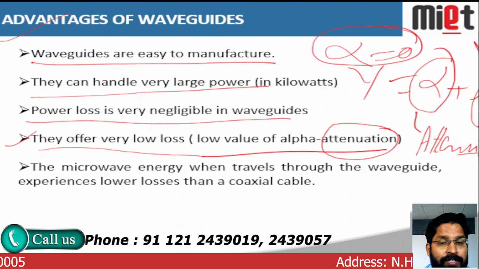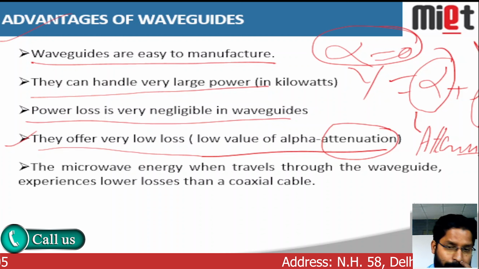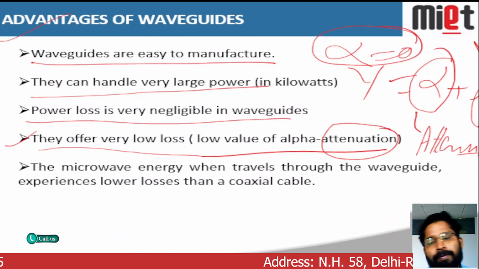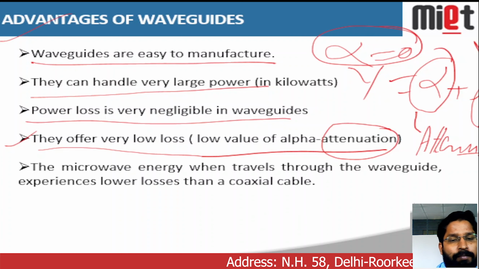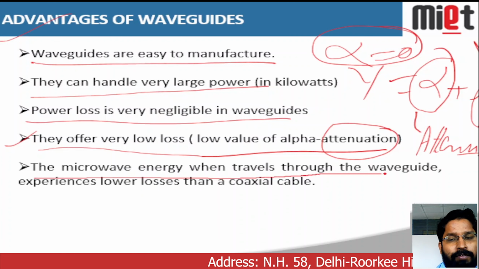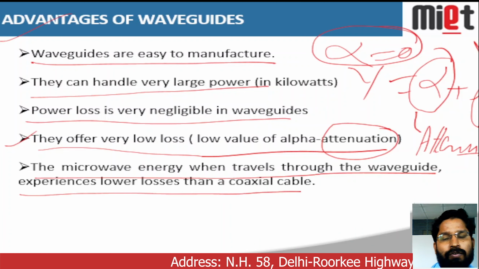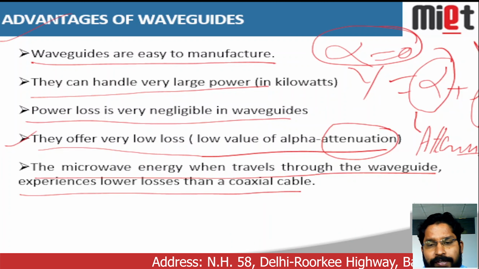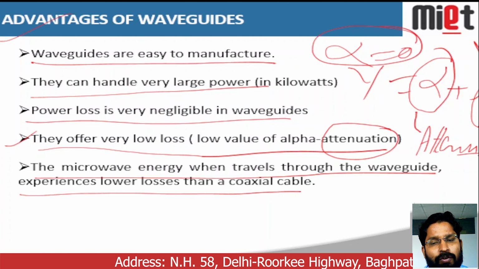The microwave energy which travels through the waveguide experiences lower losses than in a coaxial cable. Compared to coaxial cable, the microwave waveguide has low losses.